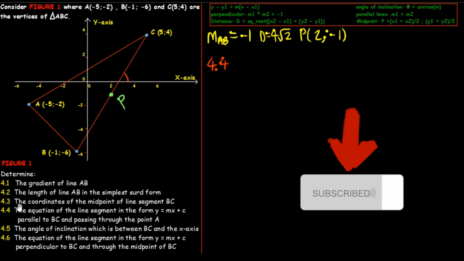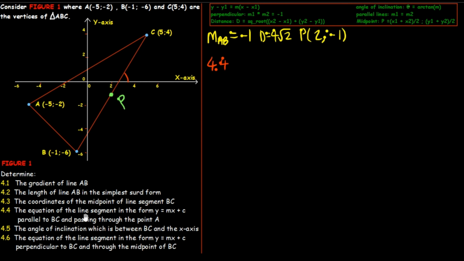Okay, so we need now to determine the equation of the line in the form y is equal to mx plus c, parallel to the line BC and passing through the point A. So let's highlight that line on our diagram. Alright, so this is the line which we need to determine its equation, parallel to BC and passing through point A. So to calculate the equation of a line, we'll use this formula.